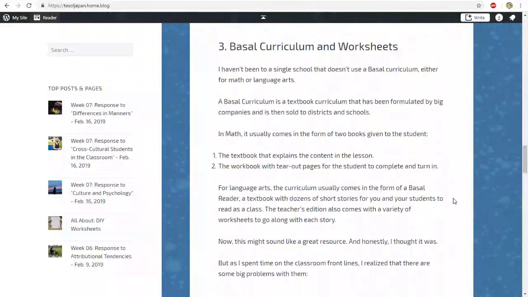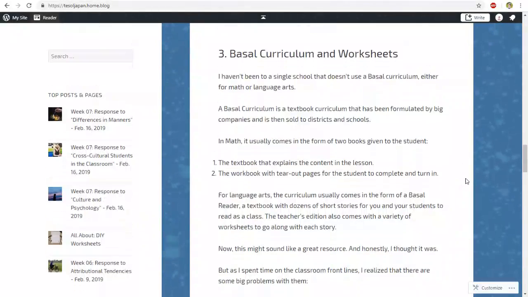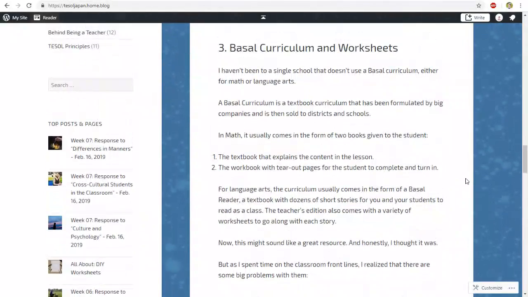Number 3, Basil curriculum and worksheets. Basil curriculum. I know a lot of teachers hate them. I have a love-hate relationship with them. Sometimes they're great, and sometimes I just don't see where they're getting their material from. And a math Basil usually looks like it's got 2 books. The textbook that explains the content in the lesson, and the workbook with the tear-out pages that the students write in and complete and give to the teacher.